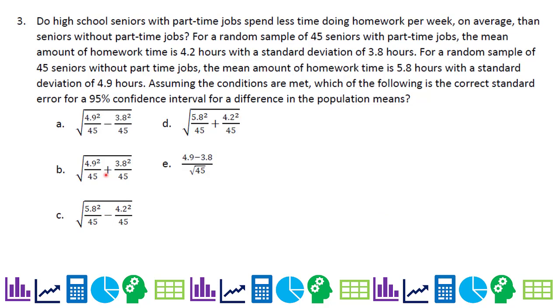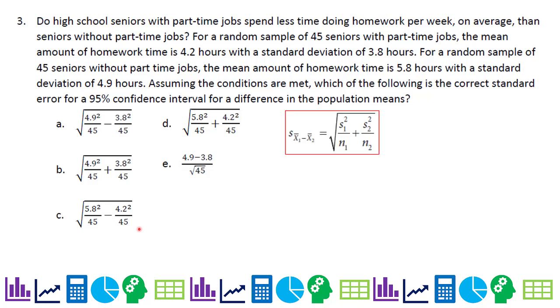Number 3, do high school seniors with part-time jobs spend less time doing homework per week on average than seniors without part-time jobs? For a random sample of 45 seniors with part-time jobs, the mean amount of homework time is 4.2 hours with a standard deviation of 3.8 hours. For a random sample of 45 seniors without part-time jobs, the mean amount of homework time is 5.8 hours with a standard deviation of 4.9 hours. Assuming the conditions are met, which of the following is the correct standard error for a 95% confidence interval for a difference in the population means?